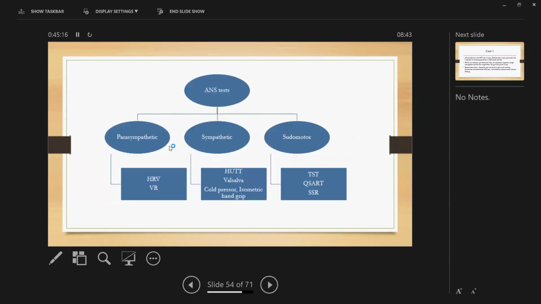So basically, the main thing we have to understand is that autonomic nervous system tests can be parasympathetic, sympathetic, and pseudomotor. In parasympathetic testing, the main tests are heart rate variability and Valsalva ratio. In sympathetic testing, the main tests are handgrip and cold pressor isometric tests and the sympathetic phase of the Valsalva maneuver. Pseudomotor tests are the thermoregulatory sweat test, quantitative sudomotor axon reflex test, and sympathetic skin response.